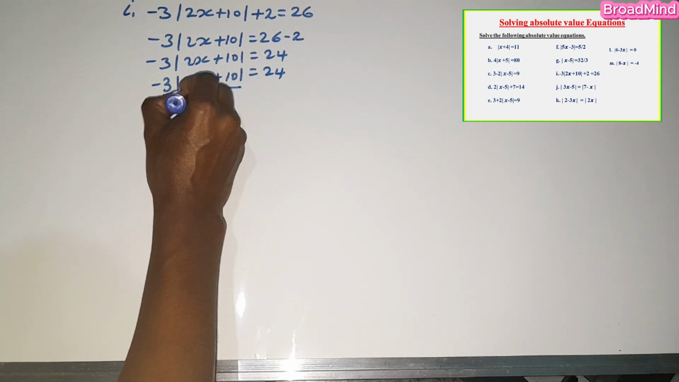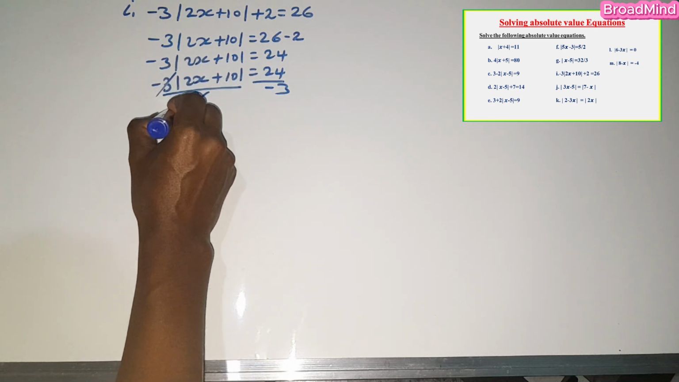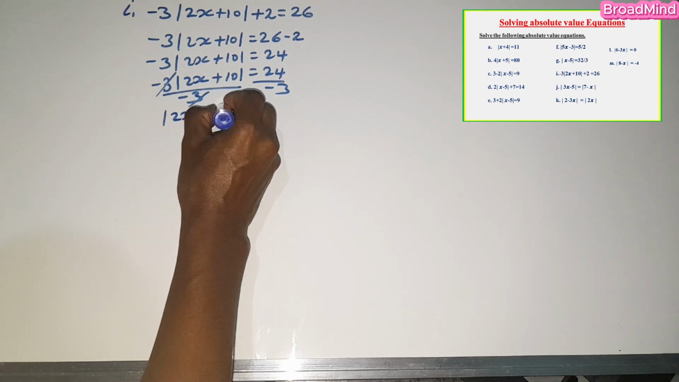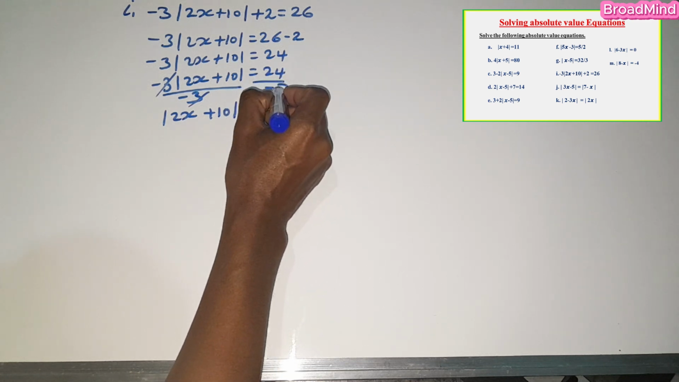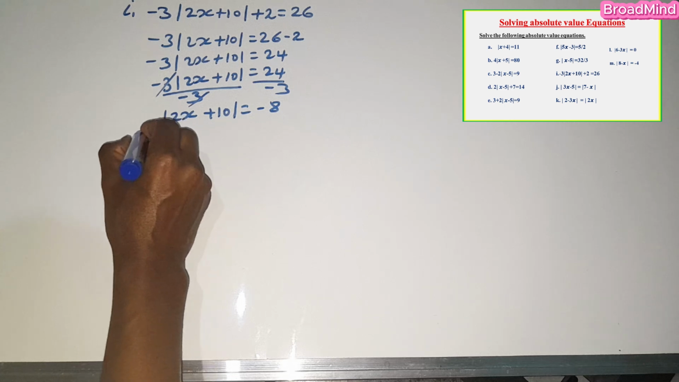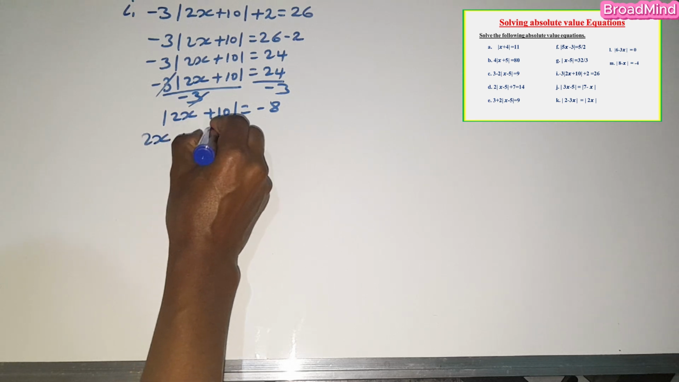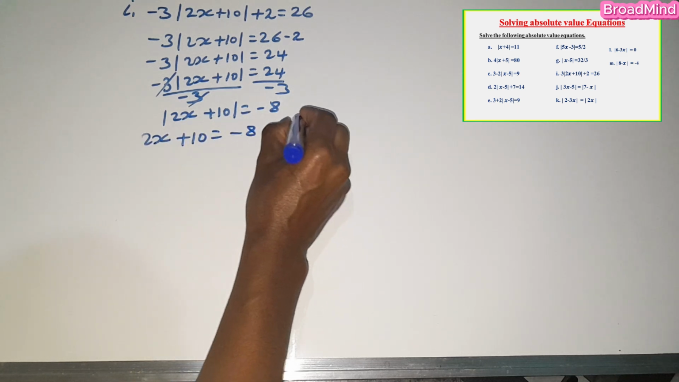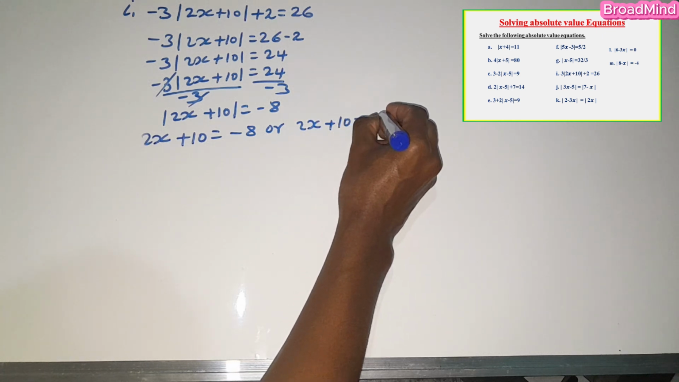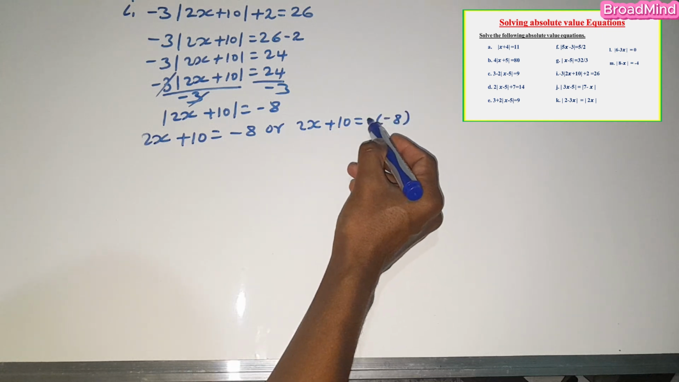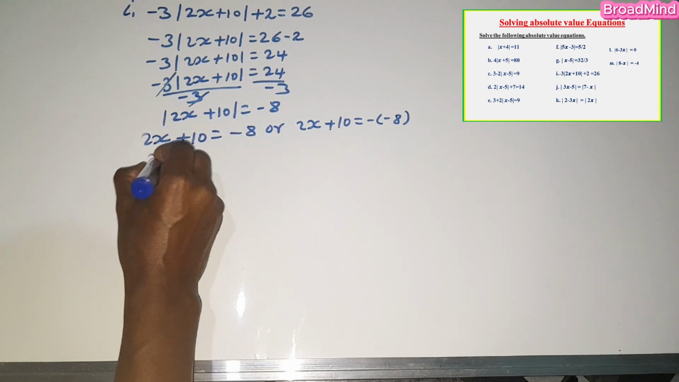Now divide both sides by negative 3. Negative 3 cancelled by negative 3. Absolute value of 2x plus 10 is equal to negative 8, because 24 divided by negative 3. So 2x plus 10 is equal to negative 8, or 2x plus 10 is equal to negative times negative 8. This negative comes from this number.